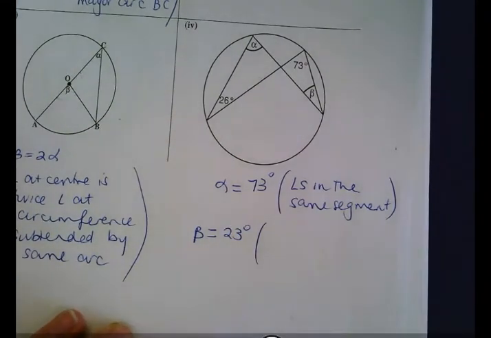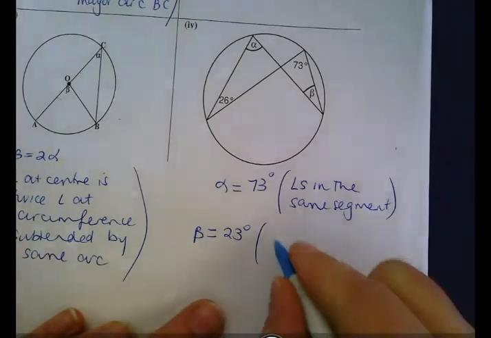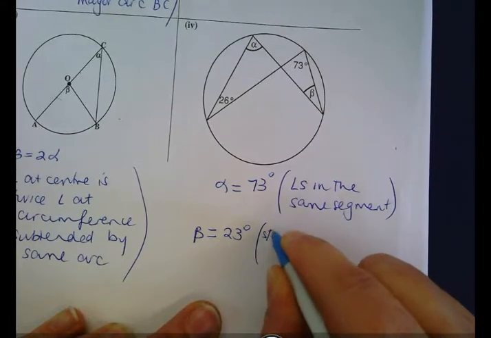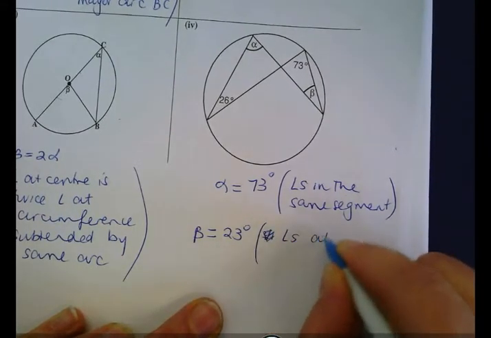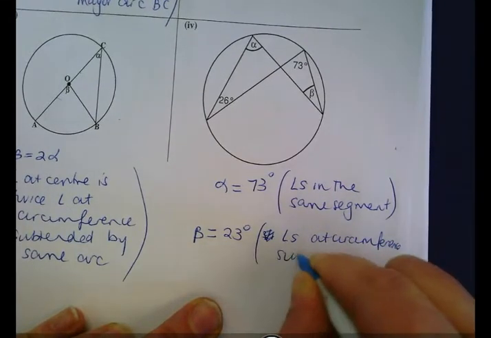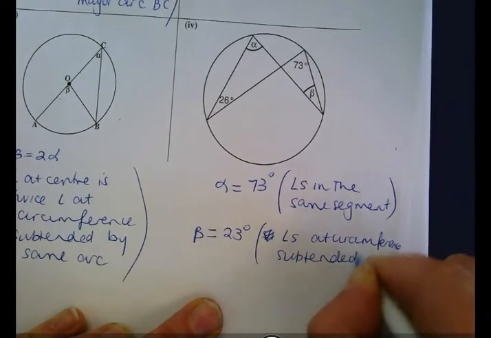Do you want to write it the other way, or are you fine? Or I'll write it the other way, angles at the circumference, just so that you can see the two ways of writing it. Subtended by the same arc, but they're the same reason.